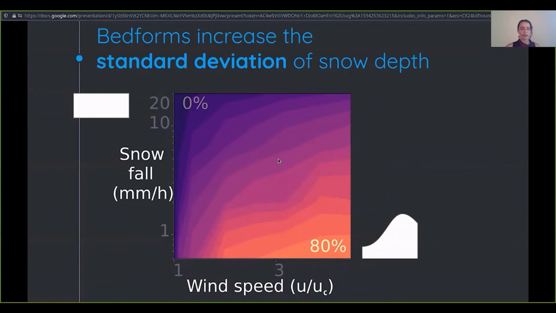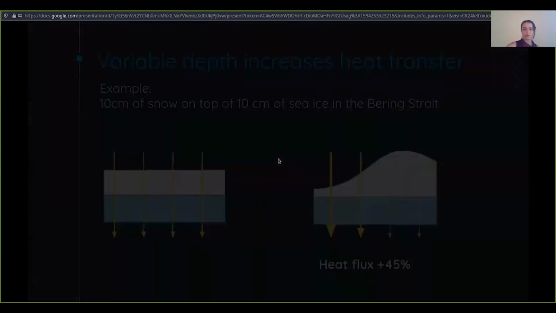So you can see here that when we've got the highest snowfall rates and lowest wind speeds in the dark purple corner, that corresponds to flat snow. And then the brighter colors correspond to snow with some bumps in it. So we get an 80% increase in standard deviation.